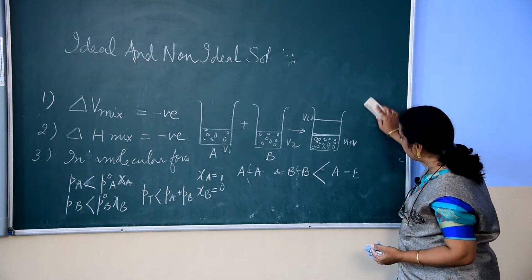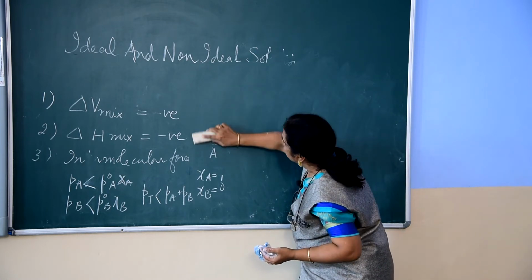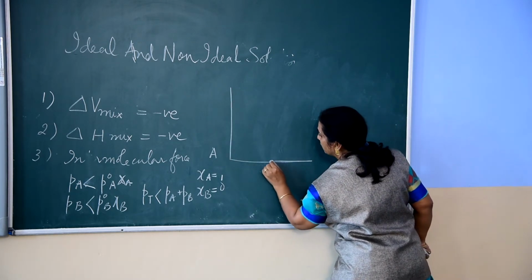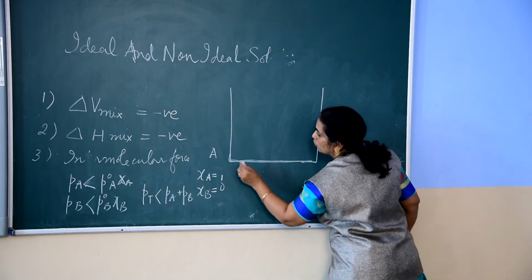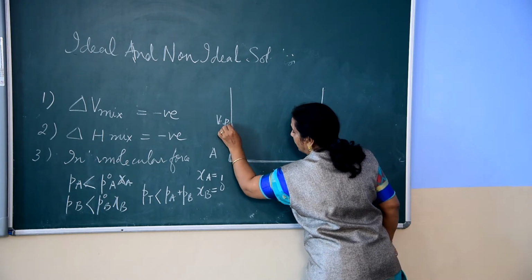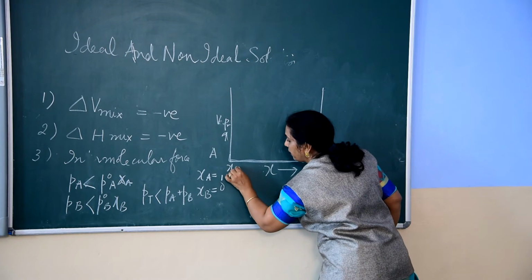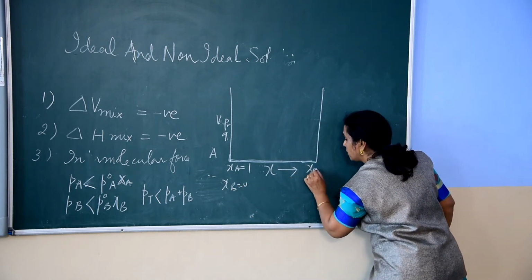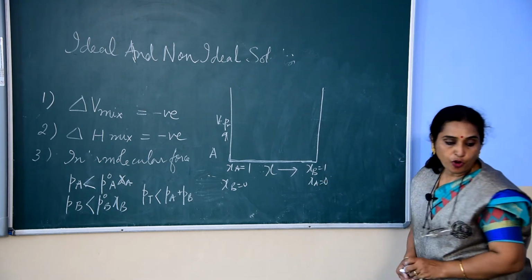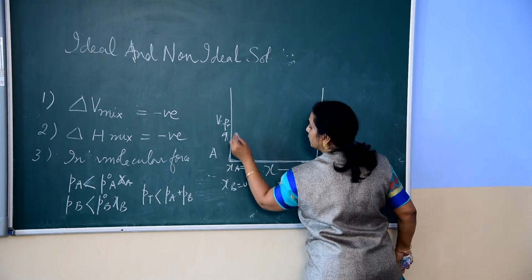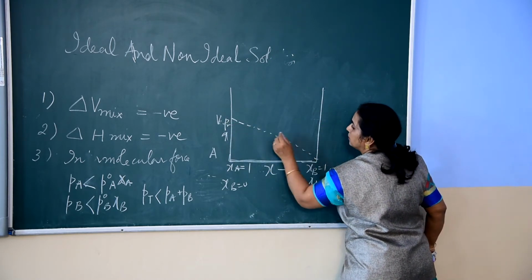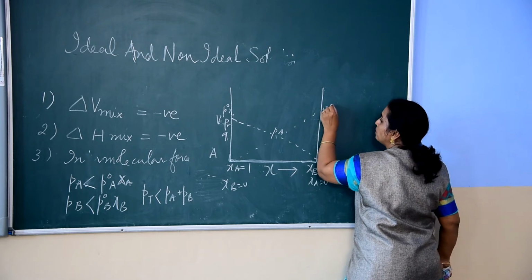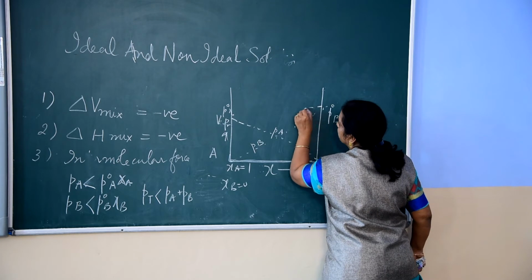And the graph for this is exactly similar to the one we have drawn for the positive deviation, only that because the volume is decreasing, the deviations will be towards the lower side of the ideal behavior. So we have vapor pressure and mole fraction on this side, XA is equal to 1, XB is equal to 0, and on the other side XB is equal to 1 and XA is equal to 0. For an ideal condition, this is P naught A, this is P naught B, this is PB and this is our total pressure.